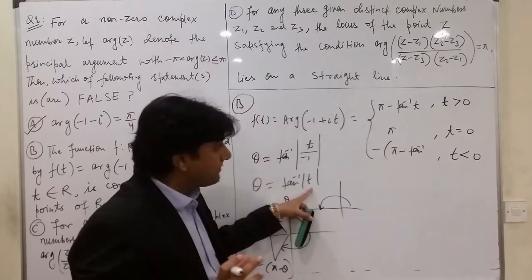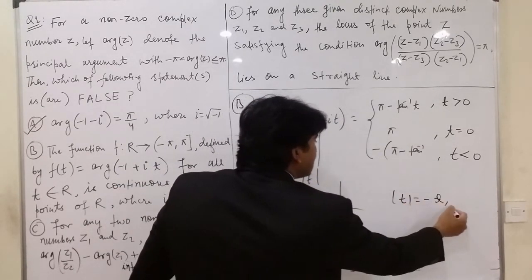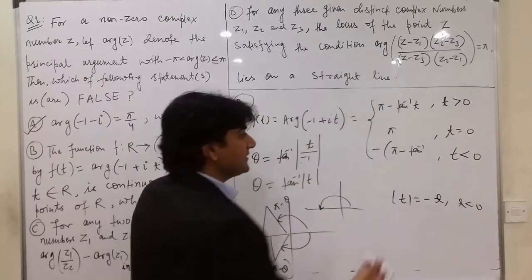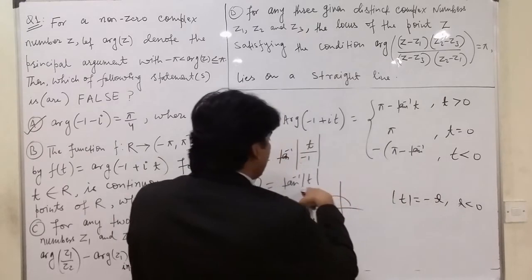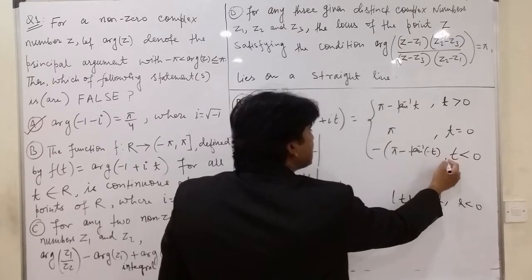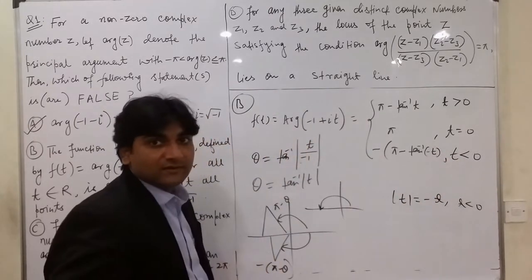t mod, but t is negative. So mod t equal to minus t when t is negative, right? This is the property of modulus. So instead of this t mod, I will write minus t. Why will I write minus t? Because t is negative. So this is my expansion of t.